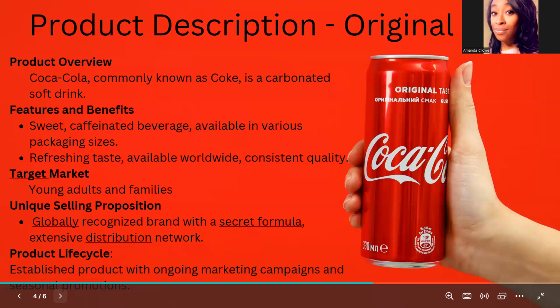And finally, we get to the product life cycle. Original Coke is an established product with ongoing marketing campaigns and seasonal promotions. I would place Coke in the maturity phase just because of things that are going on with the market. If we were talking about another competing popular beverage, that other competing popular beverage that I'm not going to name right now is in decline based on their numbers at this time. But Coke is right in the maturity phase, right?